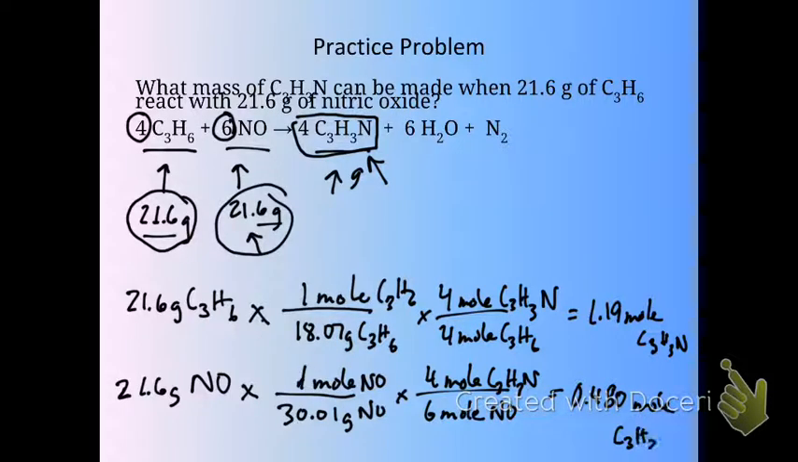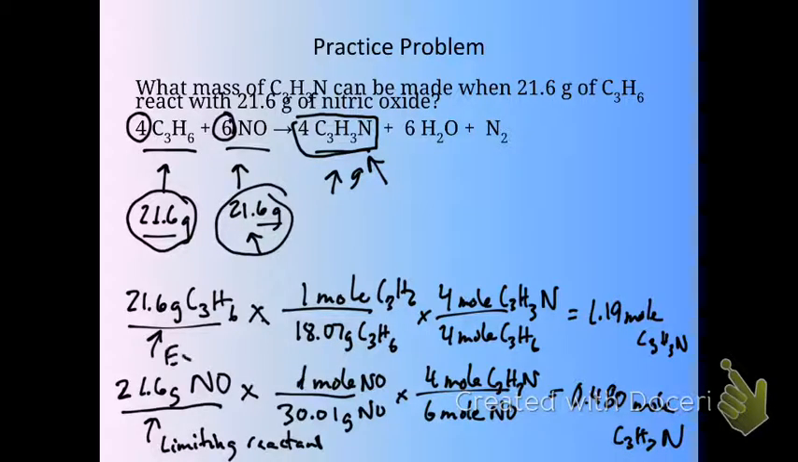What I want you to see is that 21.6 grams of NO makes fewer moles of C3H3N than 21.6 grams of C3H6. So NO will be the limiting reactant, and C3H6 is the excess reactant. Because once we make 0.480 moles of C3H3N, there's going to be no more NO to use with the rest of the C3H6. That ends up being our limiting reactant.